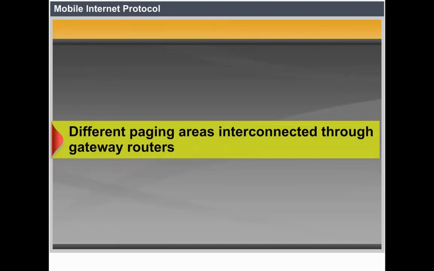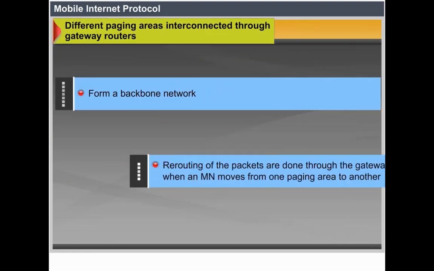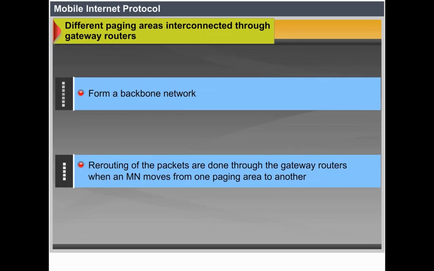Different paging areas interconnected through gateway routers form a backbone network. Rerouting of the packets is done through the gateway routers when an MN moves from one paging area to another.